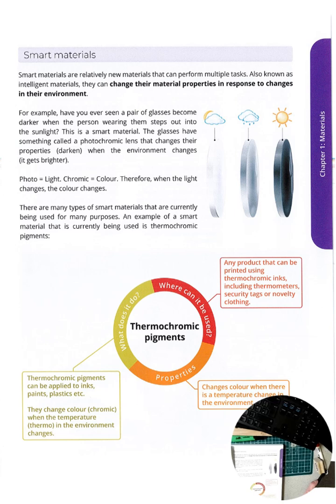An example of a smart material that is currently being used is thermochromic pigments. So down here we have thermochromic pigments. Where can it be used? Any product that could be printed using thermochromic inks, including thermometers, security tags, or novelty clothing. What does it do? Thermochromic pigments can be applied to inks, paints, plastics, etc. They change color, chromic, when the temperature, thermo, in the environment changes. Properties: changes color when there is a temperature change in the environment.